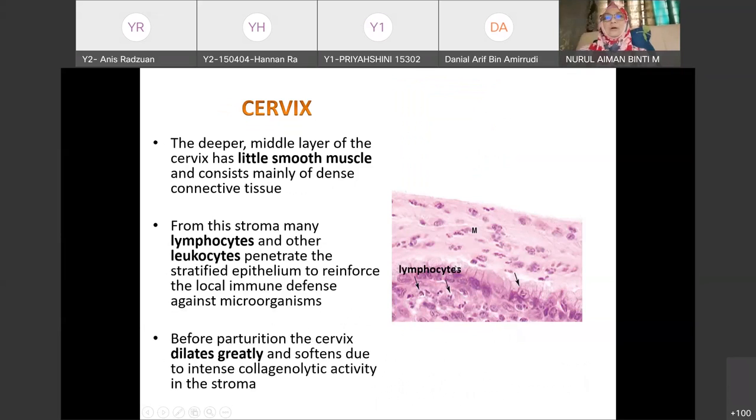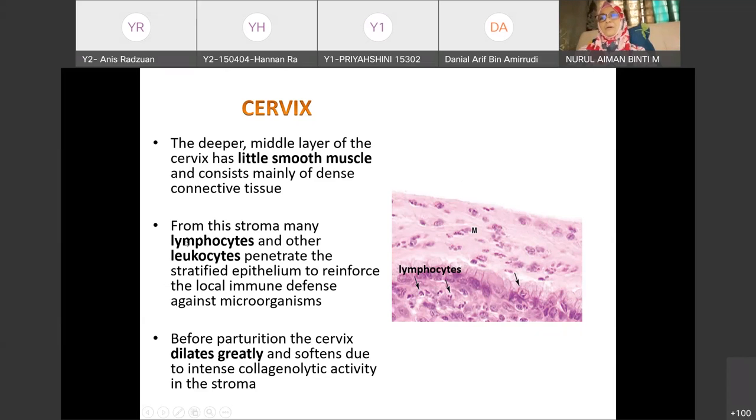So this is the appearance inside the cervix. The deeper middle layer of the cervix has little smooth muscle and consists mainly of dense connective tissue. A little bit of smooth muscle here. You can't see that much, but more towards the dense connective tissue in between, and you have this simple columnar epithelium here. This is the endocervix. This is not a good picture too.